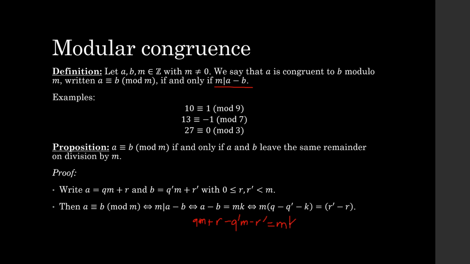And so if we rearrange things a little bit, we can bring the qm and the q dash m to the other side, or rather the mk to the other side, to get m times (q minus q dash minus k) equal to... If we subtract the whole equation by mk, and I can add r dash and subtract r, to get r dash minus r on the right hand side of the equation. So that's how we get this step here.